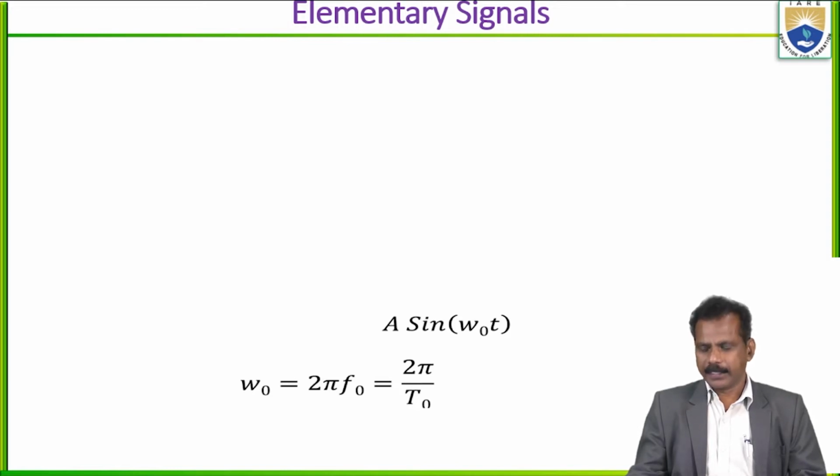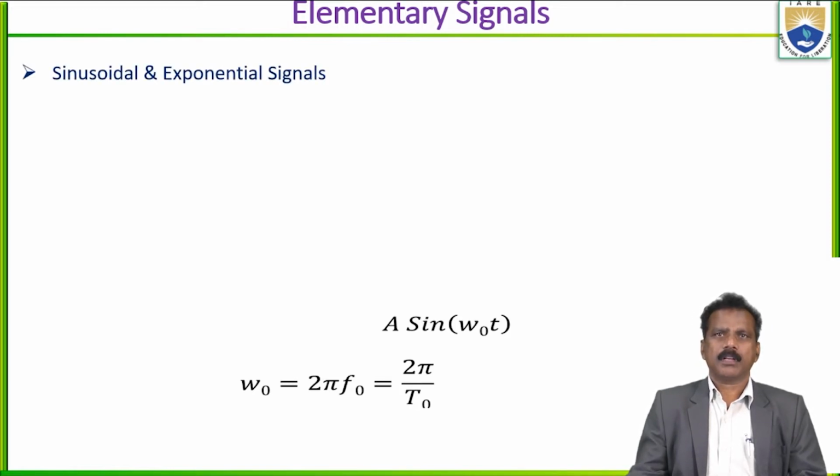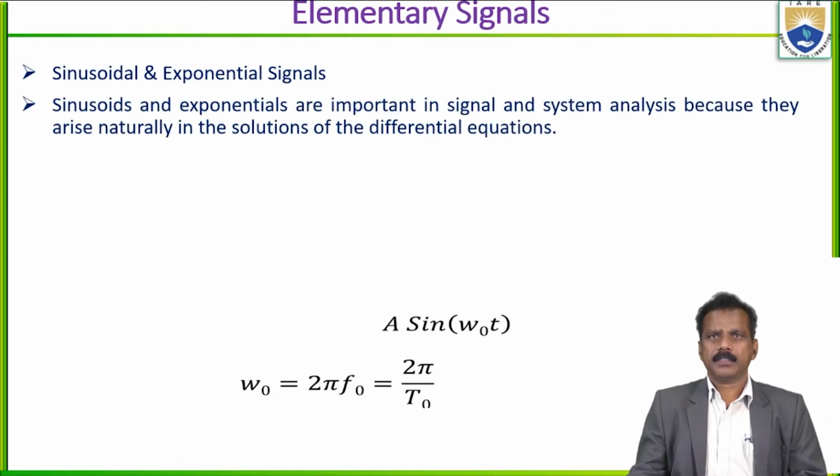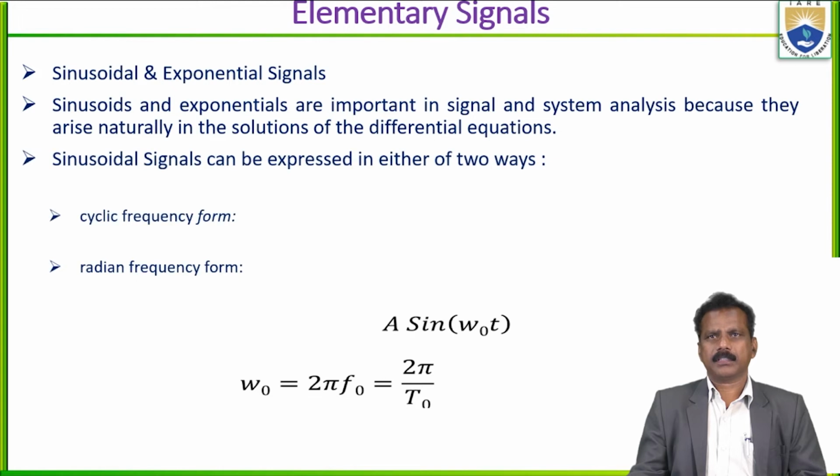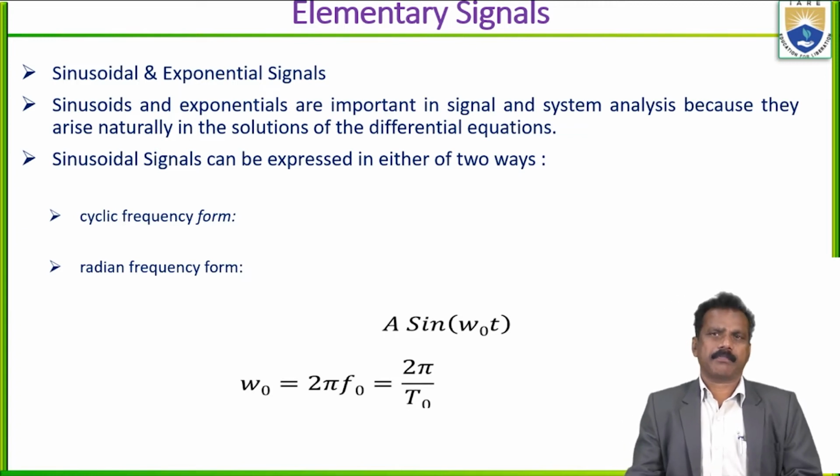Come to the elementary signals, sinusoidal or exponential signals. First of all, we are ready to enter into the sinusoidal or exponential signal. The sinusoids and exponentials are important in signal and systems analysis because they arise naturally in the solutions of differential equations. Sinusoidal signals can be expressed in either of two ways: one is the cyclic frequency form, the other is the radian frequency form.